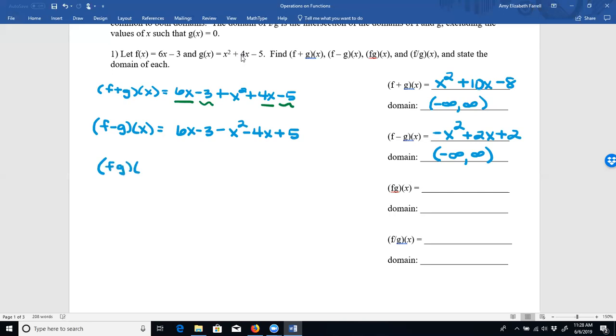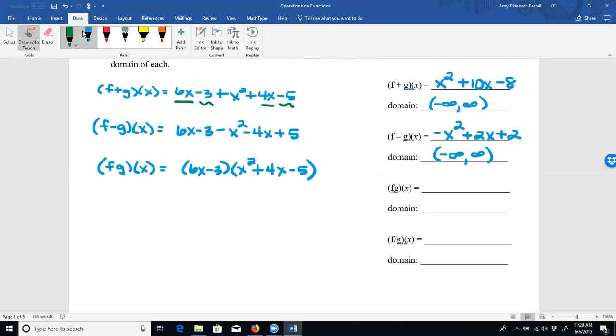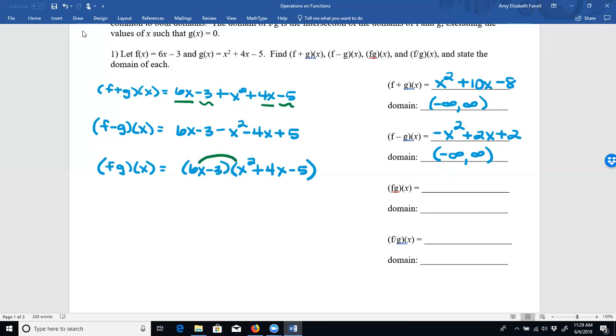F times g of x, this is when we multiply f of x and g of x together. This one's going to be a little bit of work here because we're multiplying a binomial times a trinomial. So I'm going to use the distributive property here. So I'll distribute the 6x. And then I'll distribute the negative 3.